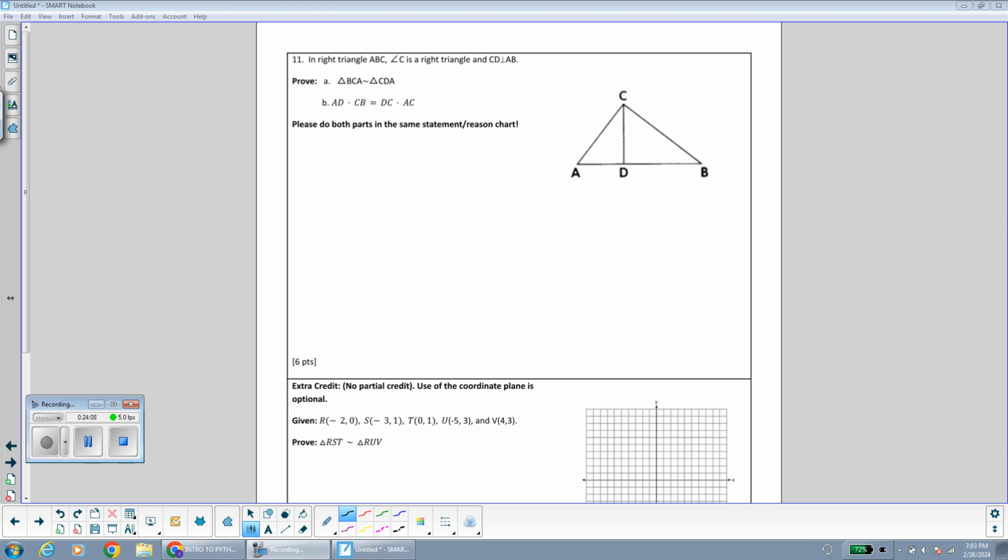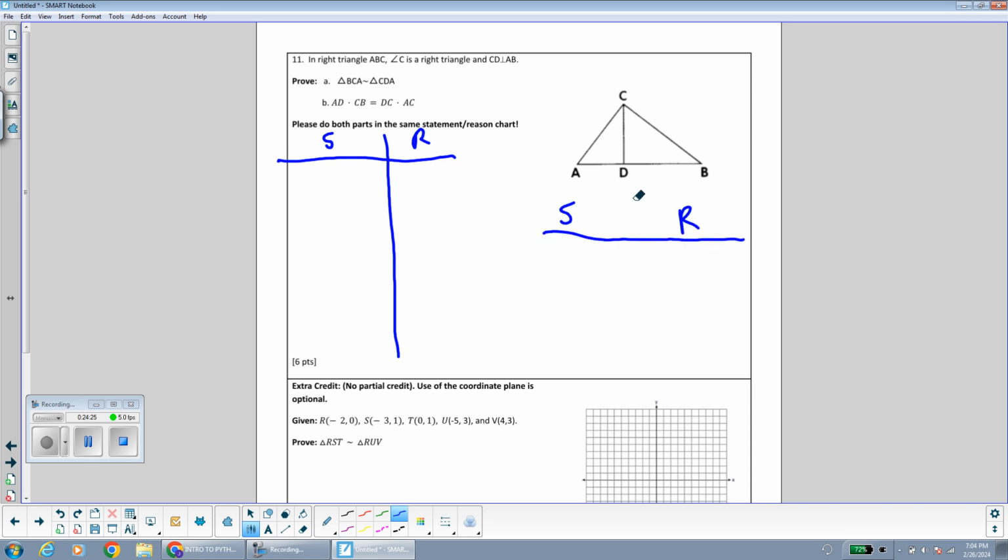So I'm actually going to start from the ending and work backwards, just like we did in the last one. So I'm going to start my statement reason chart. And I don't know how much space I'm going to need, but I do know I'll probably continue over here just because there's not a lot of space on here when I'm on the computer. So I'm going to start over here and work up. So I'm always going to end my proof with my proof statement. And this is going to be my ultimate goal, to prove the product that AD times CB is equal to DC times AC. And the reason is the same every time.